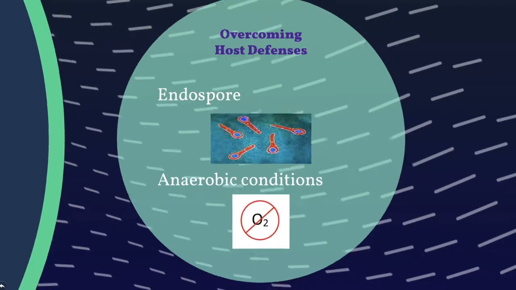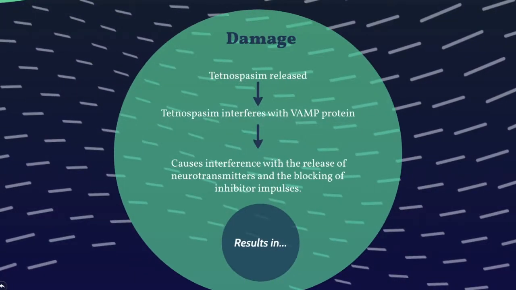Next, the tetanus damages the host. Tetanospasm release interferes with the release of neurotransmitters and the blocking of inhibitory impulses. It interferes with the release of neurotransmitters by targeting a protein called VAMP that is needed for the release of neurotransmitters. It causes muscular contraction and spasms, seizures, and the autonomic nervous system can also be affected by the tetanospasm.